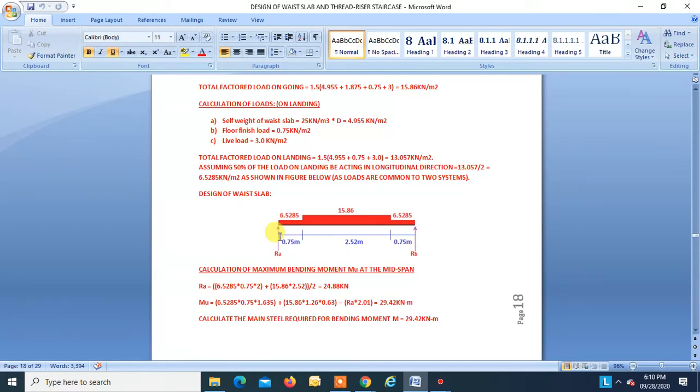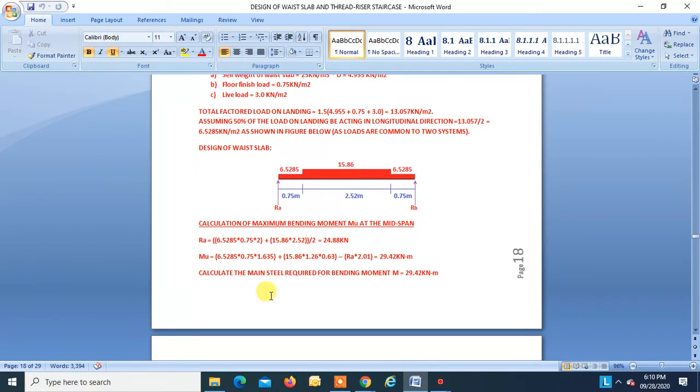You can see the loading is symmetrical, so RA will be equal to RB. RA is found to be 24.88. As the loading is symmetrical, the maximum moment will be found at the midspan. So at midspan, the bending moment is 29.42. Now we will have to calculate the steel required for the moment 29.42.